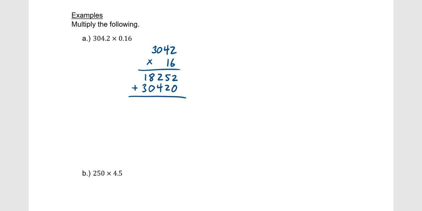So we get 2 plus 0 is 2, 5 plus 2 is 7, 2 plus 4 is 6, 8 plus 0 is 8, 3 plus 1 is 4. So we get that big answer, but we need to remember that we were multiplying decimals. This one, we had 1 decimal point. This one, we had 2 decimal points. So that is a total of 3 decimal points. So we have to, 1, 2, 3, have 3 decimal points as our answer here. So that's going to be a final answer of 48.672.